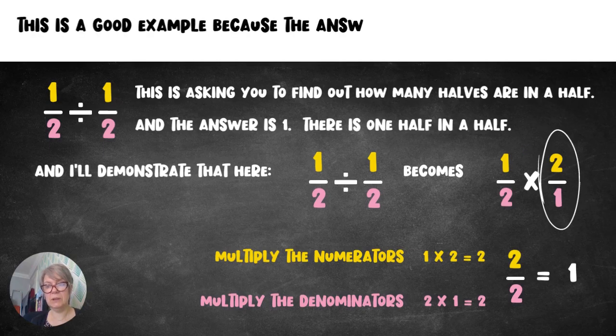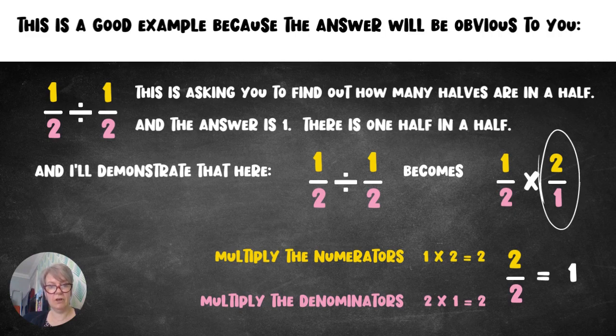This is a good example because the answer will be obvious to you. A half divided by a half. This is asking you to find out how many halves are in a half. And the answer is one. There is one half in a half. And I'll demonstrate that here.